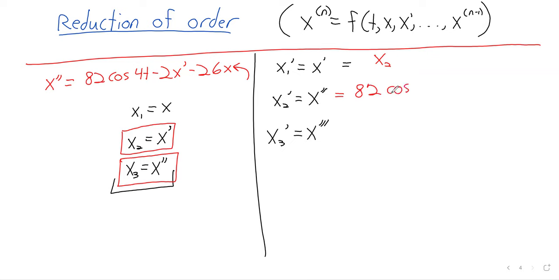82 times the cosine of 4t minus 2x prime minus 26x. And x3 prime, we do not actually need. I always do a little unnecessary work because I always forget that you can stop here. We did not really need x sub 3 equals x double prime. I always write it because I never totally remember that we don't need it until the end of the problem.